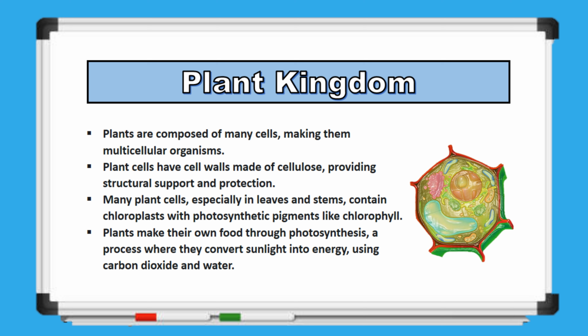Many plant cells, especially those in leaves and stems, contain chloroplasts that store photosynthetic pigments, such as chlorophyll. As autotrophic organisms, plants are capable of producing their own food through photosynthesis, a process in which they convert sunlight into energy by using carbon dioxide and water.